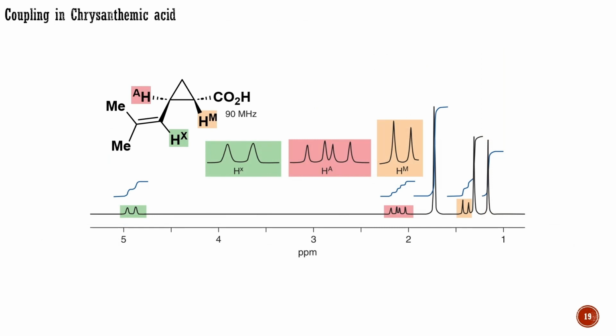But what happens when coupling constants differ? Xanthemic acid, the structural core of the insecticides produced by pyrethrum flowers, gives an example of the simplest situation where a proton has two different neighbors. Xanthemic acid has a carboxylic acid, an alkene, and two methyl groups on the three-membered ring.